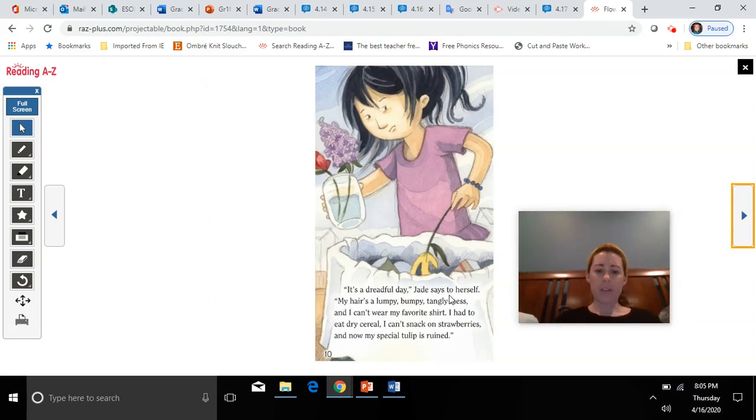It's a dreadful day, Jade says to herself. My hair is a lumpy, bumpy, tangly mess, and I can't wear my favorite shirt. I had to eat dry cereal. I can't snack on strawberries, and now my special tulip is ruined. And use the picture to help. What is she doing with the tulip? Okay, she's putting it in the trash.